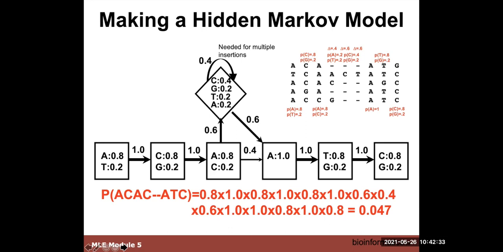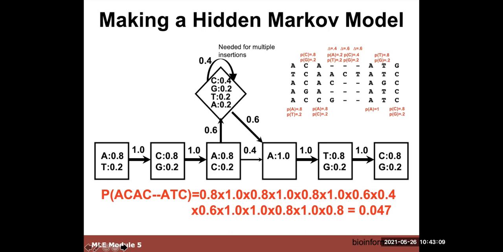So we can see A and T, we can write in terms of the emission probabilities in the squares, 0.8 and 0.2. We have a transition probability of 1 going to the second column. We have a transition probability of 1 going to the third column. But then as we get to the fourth, fifth, and sixth columns, we have this probability for essentially insertions. And so this is where we fill in the diamond with all the probabilities for A's, T's, G's, and C's.